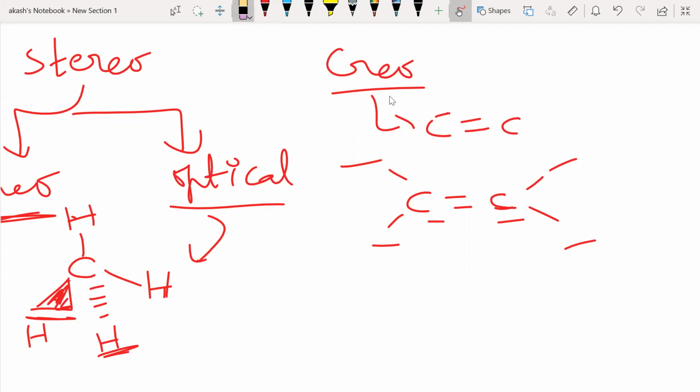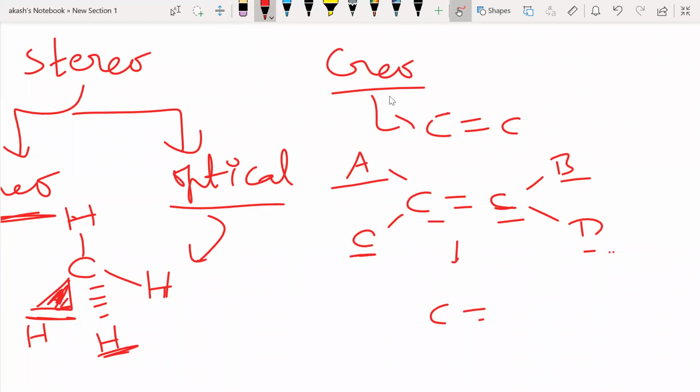Say, for example, I can put an A here, right? I'm just putting random examples, A, B, C, D. So now see, A and B are on the same side. Same way, C and D are on the same side, right? But for the same molecule, I'll be able to write one more structure.